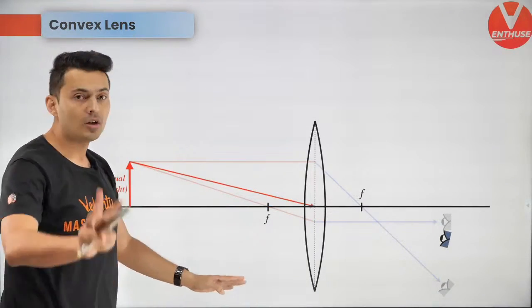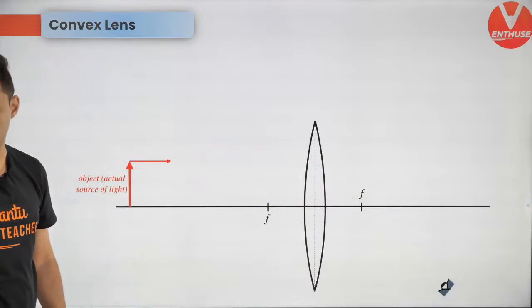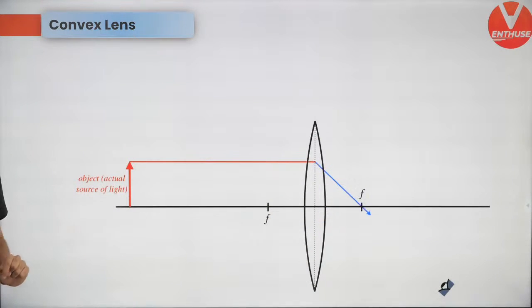I hope this is clear. So these are the three most important rays to figure out where the image is going to be formed. I hope this is very clear.